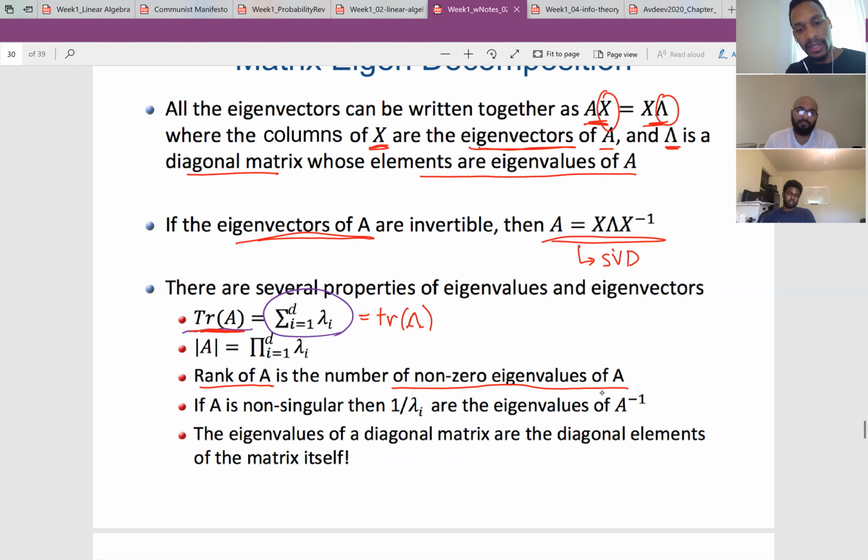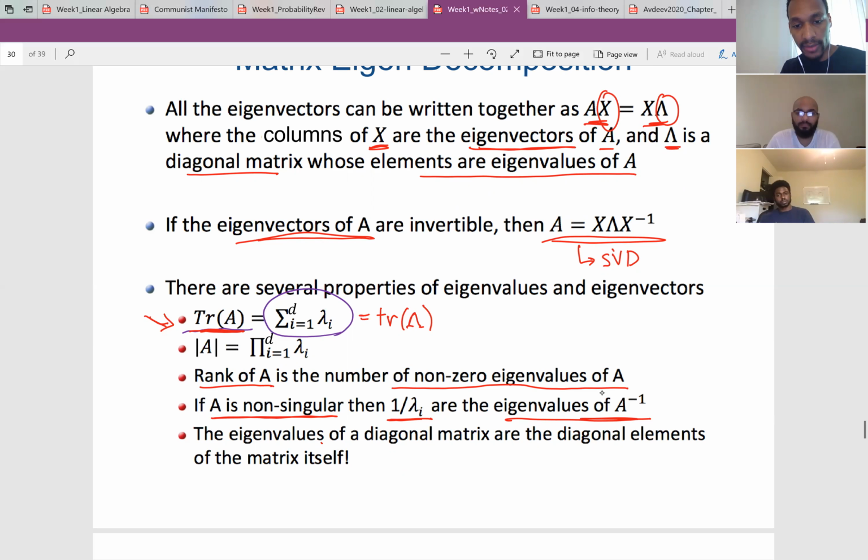And then if A is non-singular, so if A is invertible, then 1 over lambda i are the eigenvalues of the inverse of A. So for instance, if you knew that A was invertible, if you can prove that A was invertible, and let's say you're trying to find the trace of A inverse, you can just find the eigenvalues, invert those scalars, which are much easier to invert than a matrix, and then you basically know the trace of your inverse matrix.